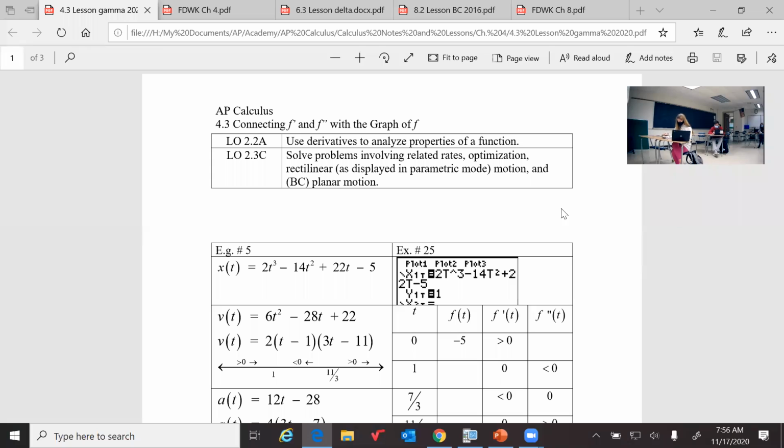Okay, so this is 4.3, the gamma lesson, and we're going to start with example 5, which is on the bottom of page 209. And it's a parametric problem. We're going to deal with the first and second derivative in terms of parametrics and what that means. You need to have your calculator on your desk. And we're going to remind you how to draw this graph.